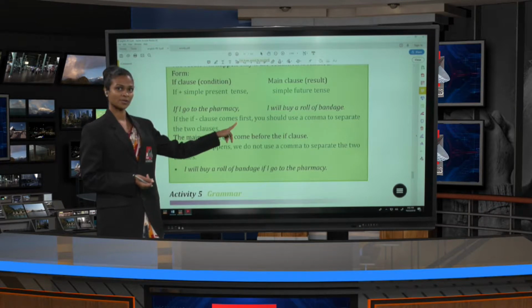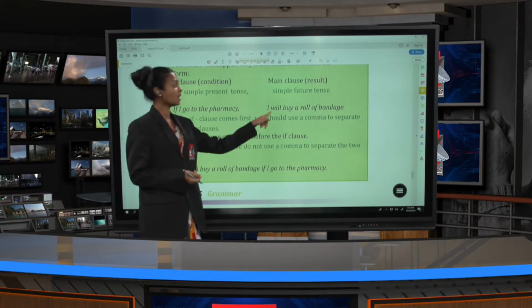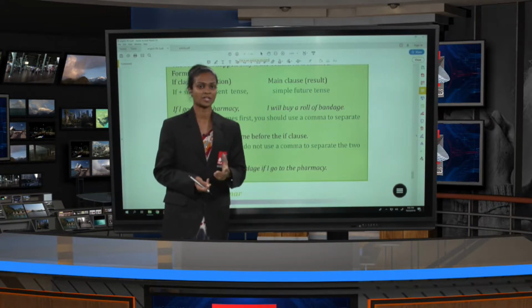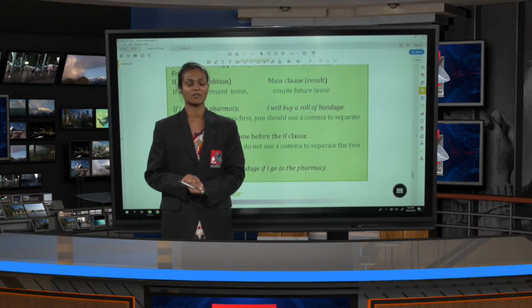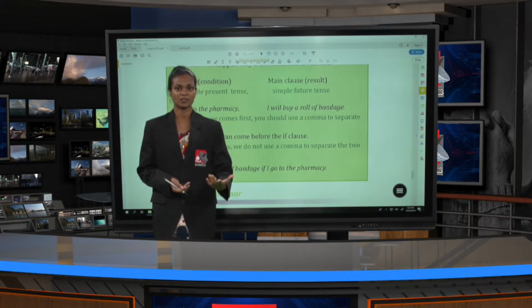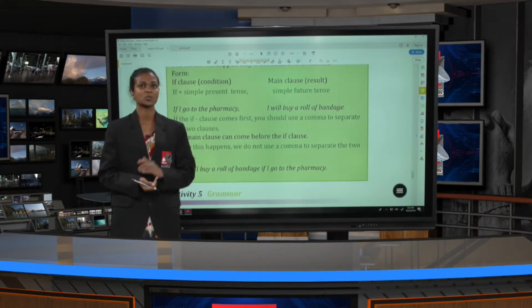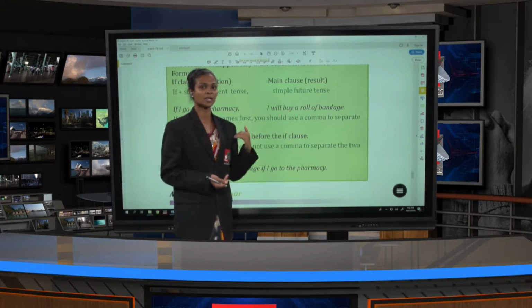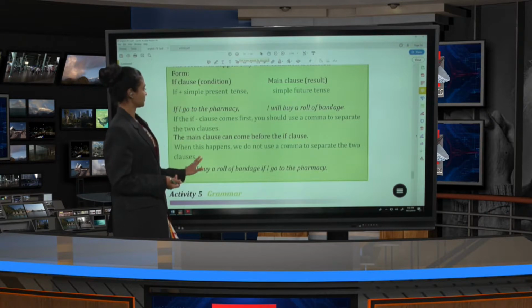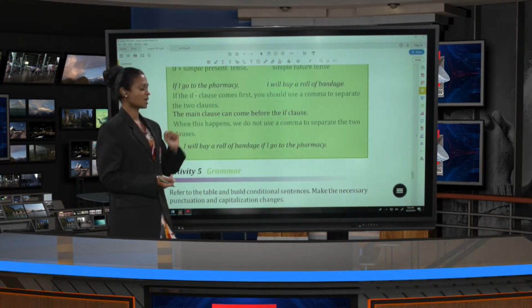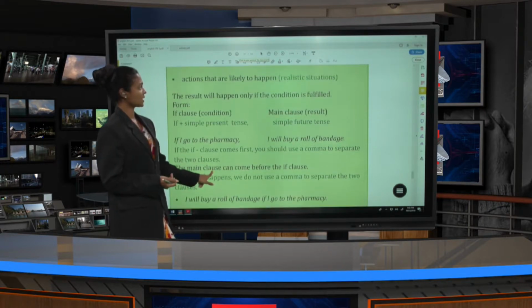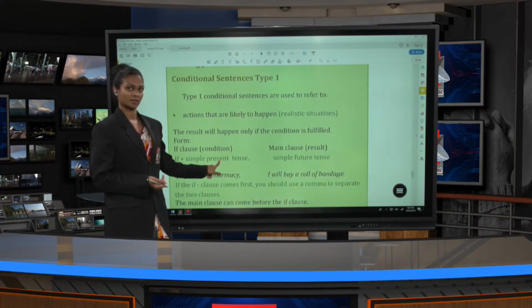If I go to the pharmacy, මම pharmacy එකට යනවා නම් I will buy a roll of bandage. මම roll of bandage roll එකක් මිලදී ගන්නවා. මිලදී ගනීවි. In future sense. හරි මේකේ අර්ථය future sense එකක් තමයි අපිට දෙන්නේ. Right? This is how you have to construct conditional sentences in type 1.